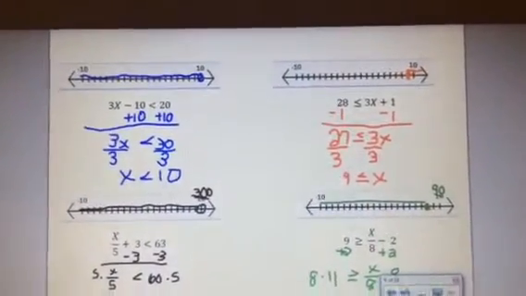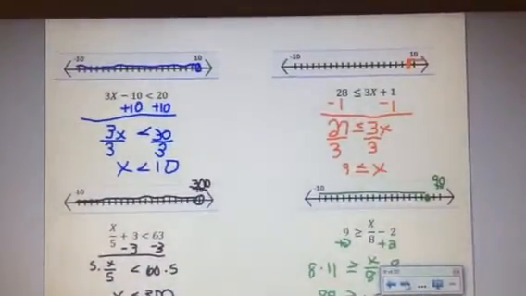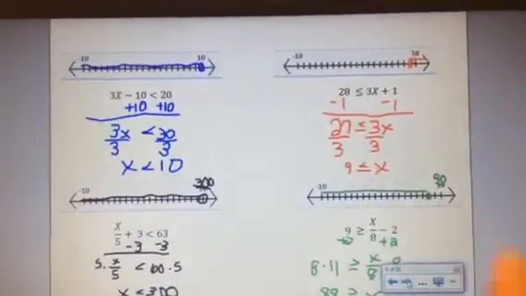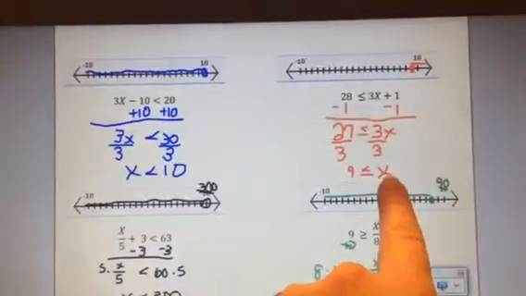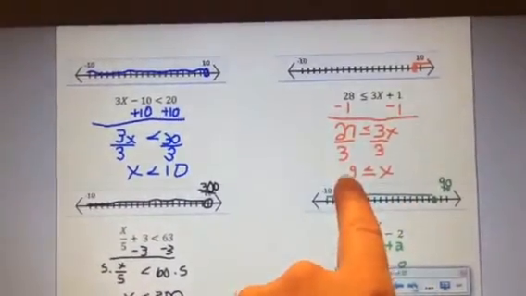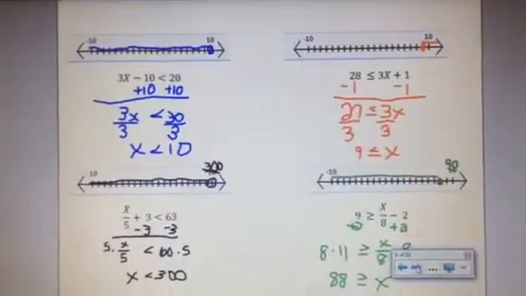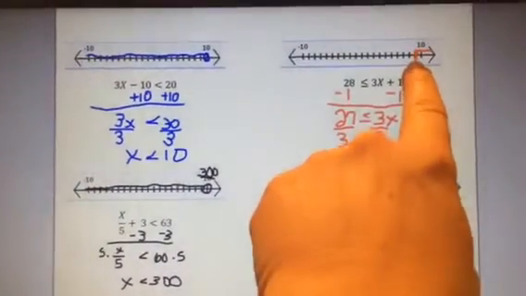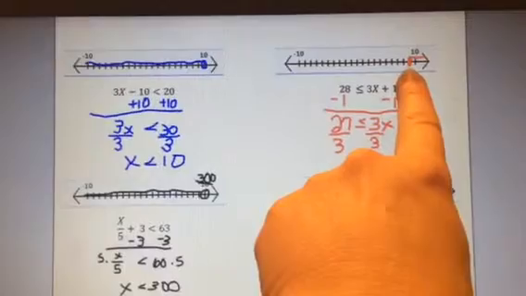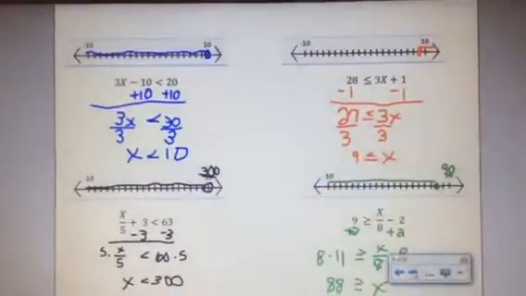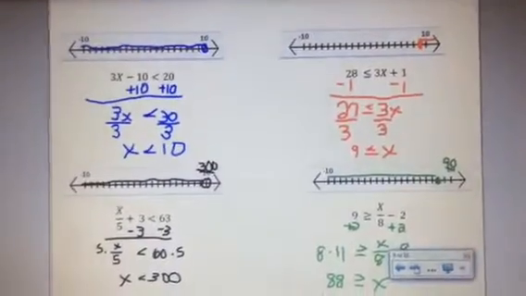Now you'll notice in this example that the x is on the right-hand side instead of the left-hand side. So I have to read it backwards. I have to read from the x to the 9. So x is greater than or equal to 9. You will notice in my graph there is a closed circle because it's equal to, and all the numbers greater than 9 are shaded in on the graph.